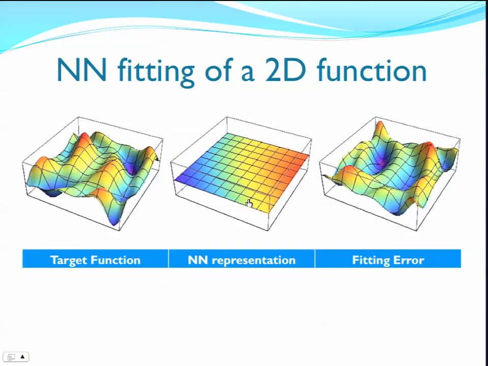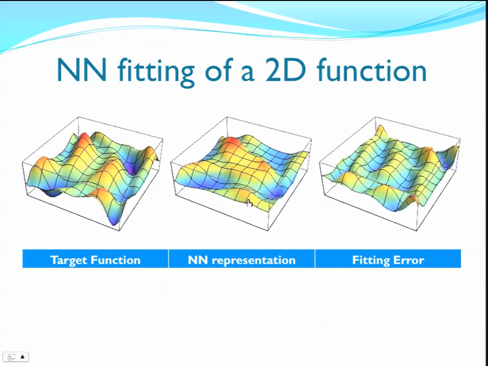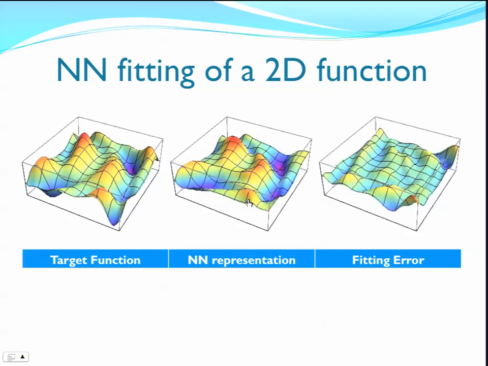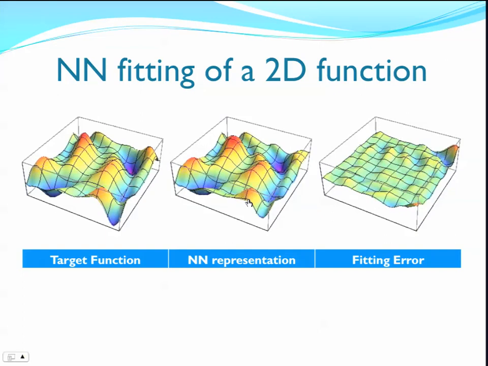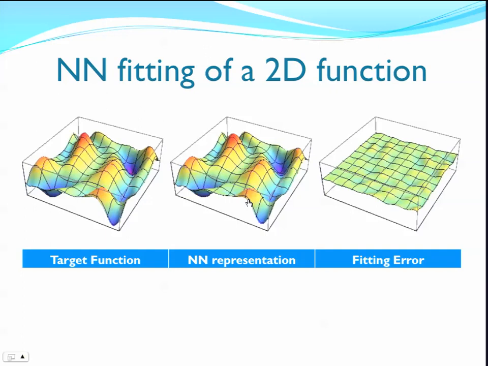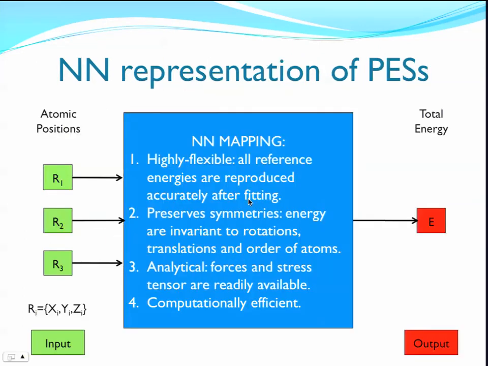So in the beginning, when we start with random W parameters of our neural network, the neural network representation is nowhere close to the target function. However, as we train the network, you see that this representation approaches closer and closer to the target function, with the fitting error essentially going to 0. Okay, so it's about representing a general function.